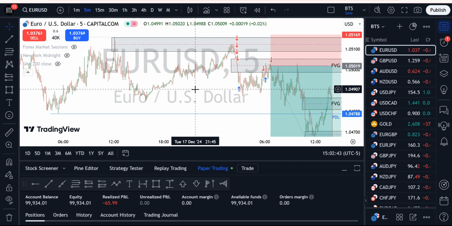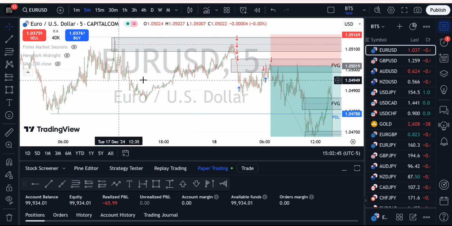I don't really use the SMA 200 I have on my chart. I don't really use it every time, just sometimes. So when I say sometimes, it's not every time. I just have it there, but I don't really use it.